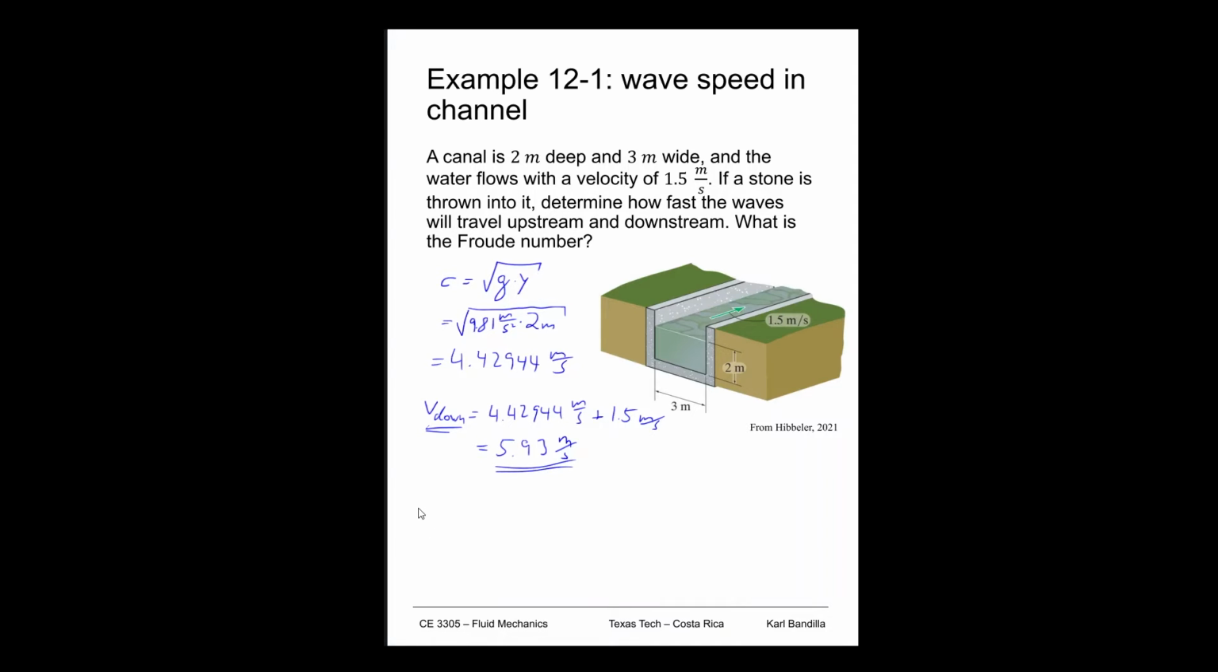Upstream is the same. We just need to subtract. So V up would then be 4.42944 meters per second minus 1.5 meters per second, and that gives us 2.93 meters per second. All right, so that's the two velocities that we get.